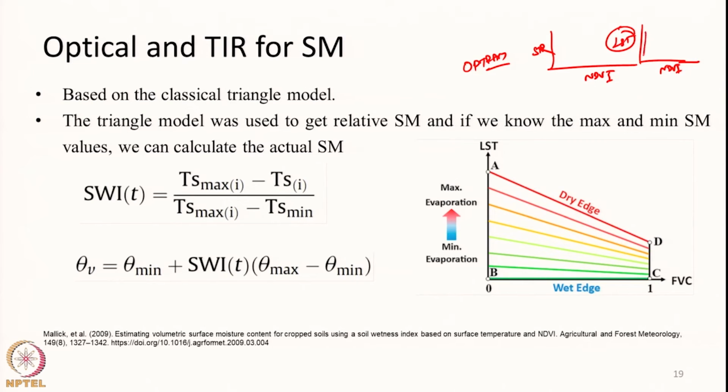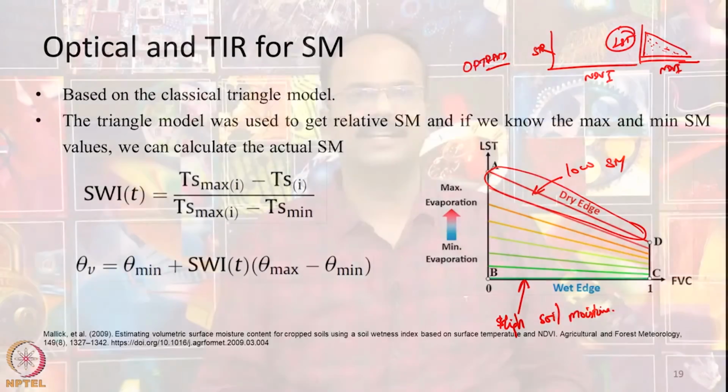If you plot it, it will form a kind of triangle like this, where all the scatter will fall somewhere like this. The top edge is called the dry edge, which represents low soil moisture conditions, and the bottom edge is called the wet edge, which represents high soil moisture conditions. Over a study region, if we can estimate this LST and NDVI and plot them together, from that scatter plot we will define the dry edge and wet edge. After defining them, we can estimate soil moisture.